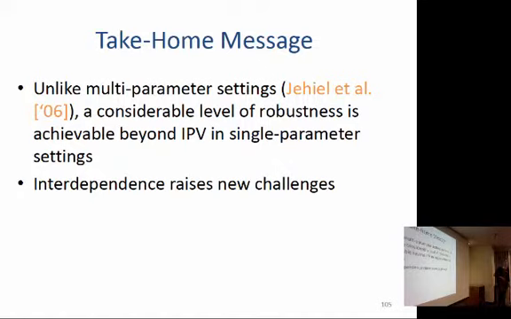Okay, I want to wrap up. So here's my take-home message from the second part. As I mentioned, for multi-parameter settings, we have impossibility results: we can't really hope to get anything if we have these robustness requirements. But for single parameters, we can actually get a considerable level of robustness, even beyond IPV. And what's nice is that it raises new challenges. This whole MHR thing never came up in previous work on prior independence in the IPV model.